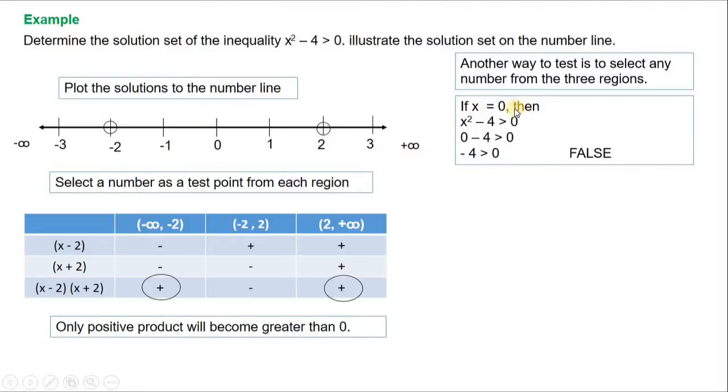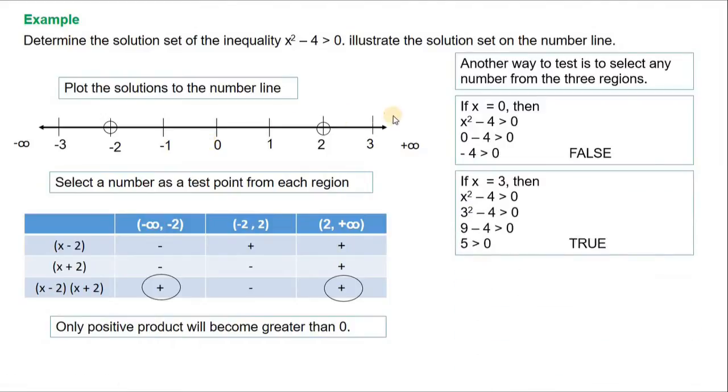Okay? So, if x is 0, substitute ko dun sa inequality sa equation natin. We have x squared minus 4 greater than 0. So 0 minus 4 greater than 0 is negative 4 greater than 0. So false. It means that 0 is not part of the solution. Okay? Other one. Tingnan natin si 3.